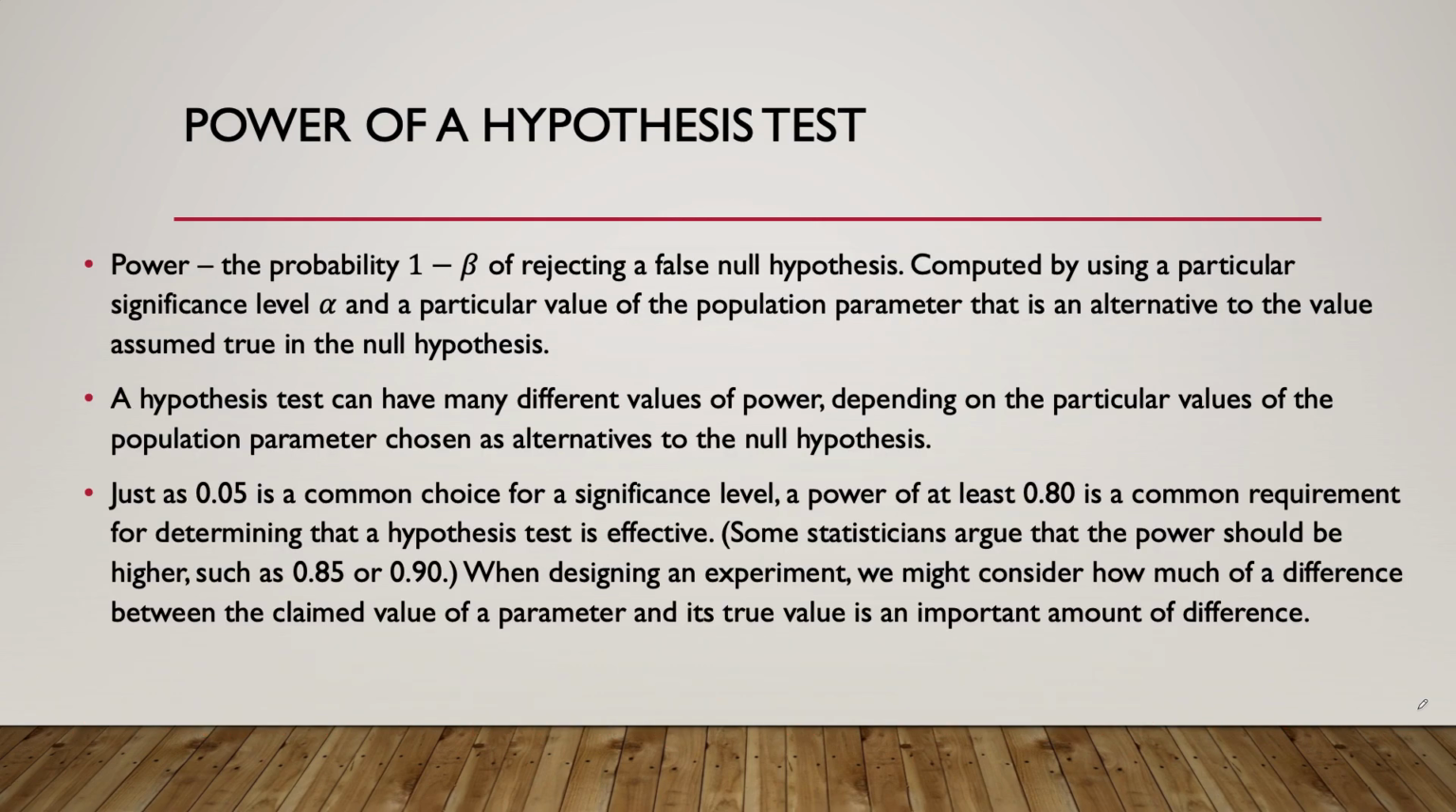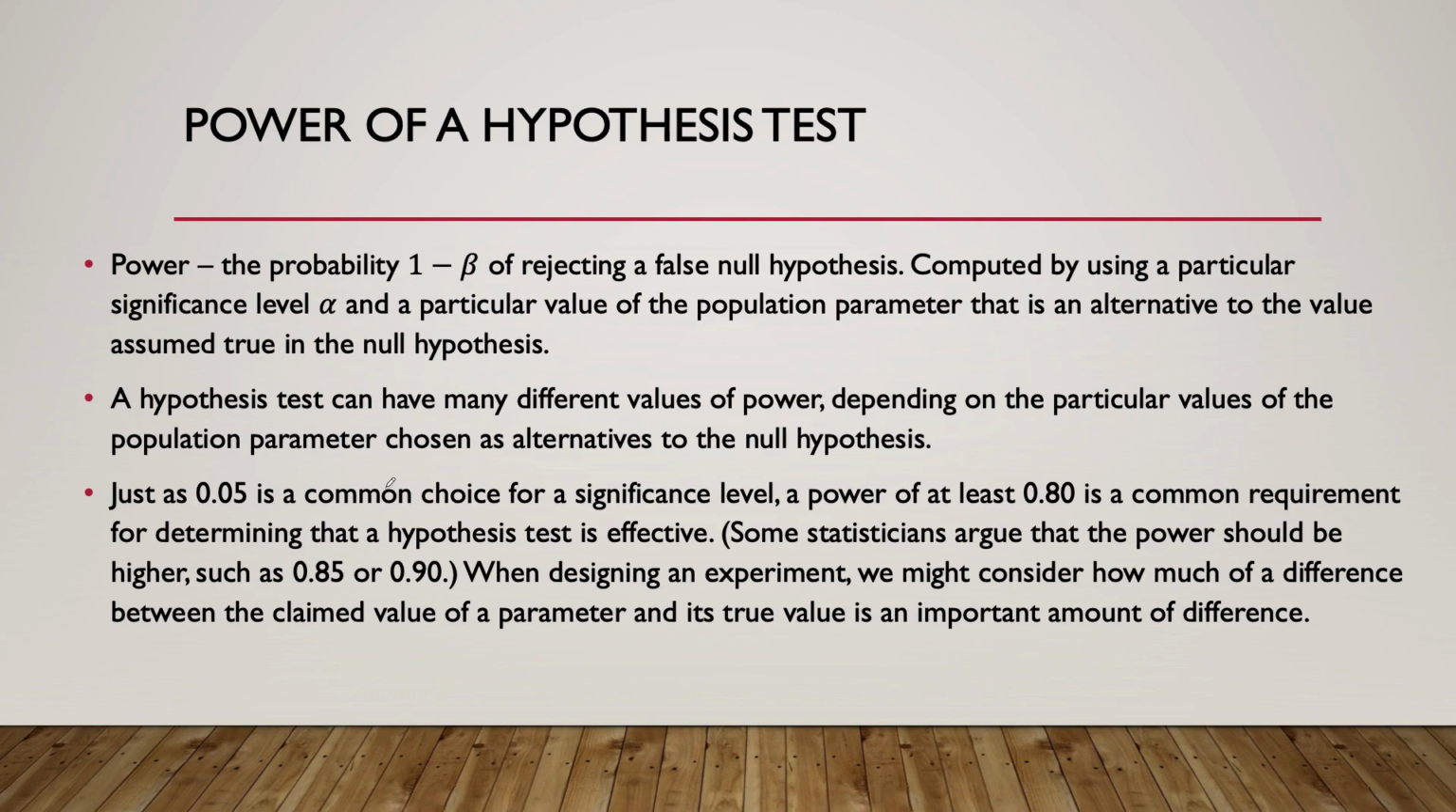The power of a hypothesis test, specifically the probability 1 minus beta, of rejecting a false null hypothesis. It's computed by using a particular significance level of alpha and a particular value of the population parameter that is an alternative to the value assumed in the null hypothesis. A hypothesis test can have many different values of power depending on the particular values of the population parameter chosen as alternatives to the null hypothesis.